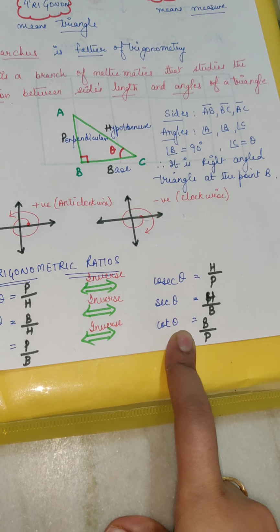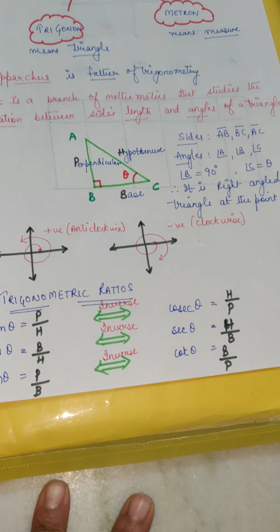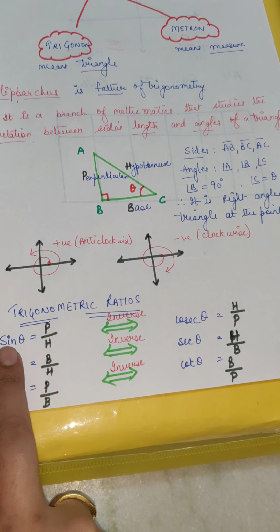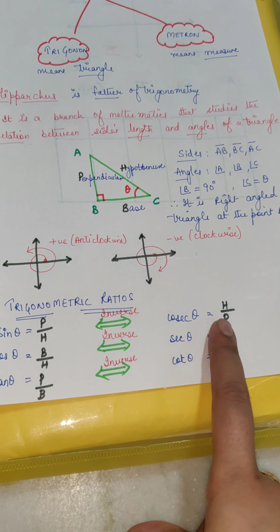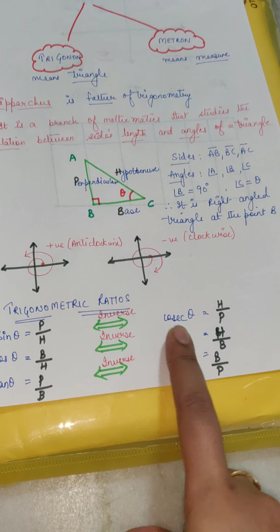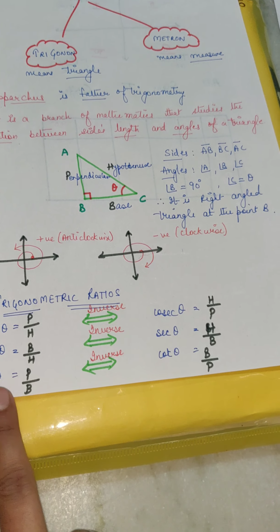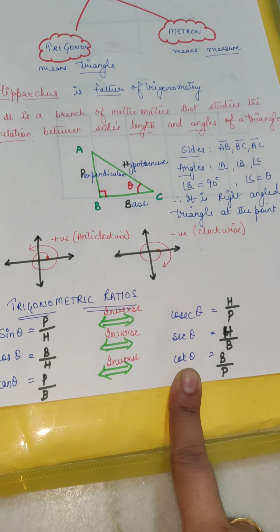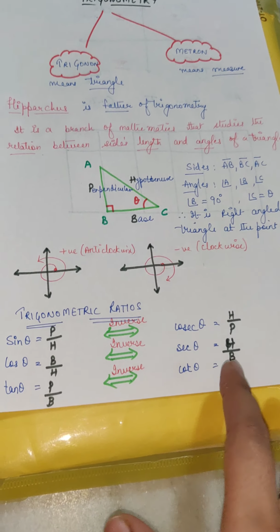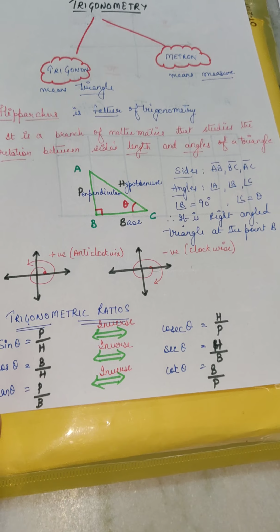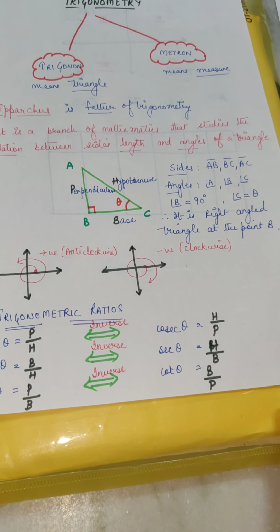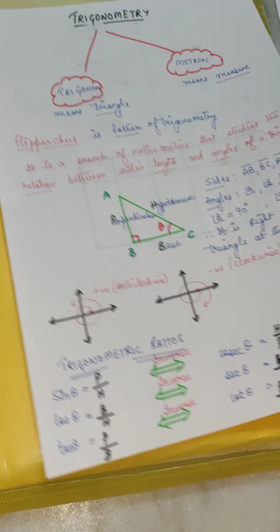Now, if we see the relation between them, you can see that sine theta is just a reciprocal of cosec theta. Cos theta is just a reciprocal of sec theta, and tan theta is just a reciprocal of cot theta. So they are linked to each other. So if you know these 3 ratios, you can also find out the other 3 automatically, right?